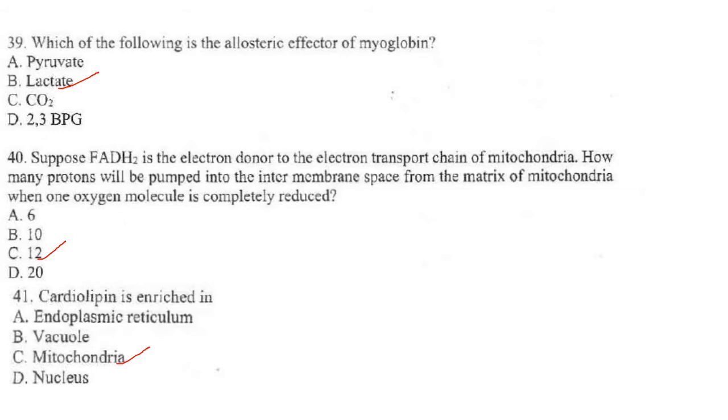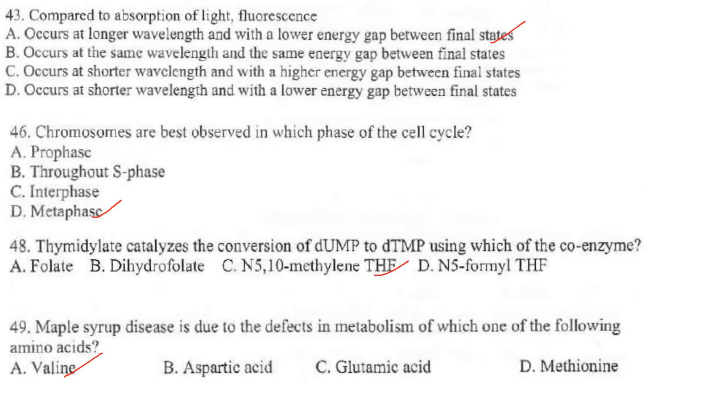12 protons. Then cardiolipin is enriched in mitochondria. Then compared to absorption of light, fluorescence occurs at longer wavelength and with a lower energy gap between final states. Answer is option A. Then chromosomes are best observed in which phase of the cell cycle? So it is the metaphase stage. They are more condensed there. Answer is option D. Then thymidylate synthase catalyzes the conversion of dUMP to dTMP using which coenzyme? It is N5,N10-methylene THF. Answer is option C.